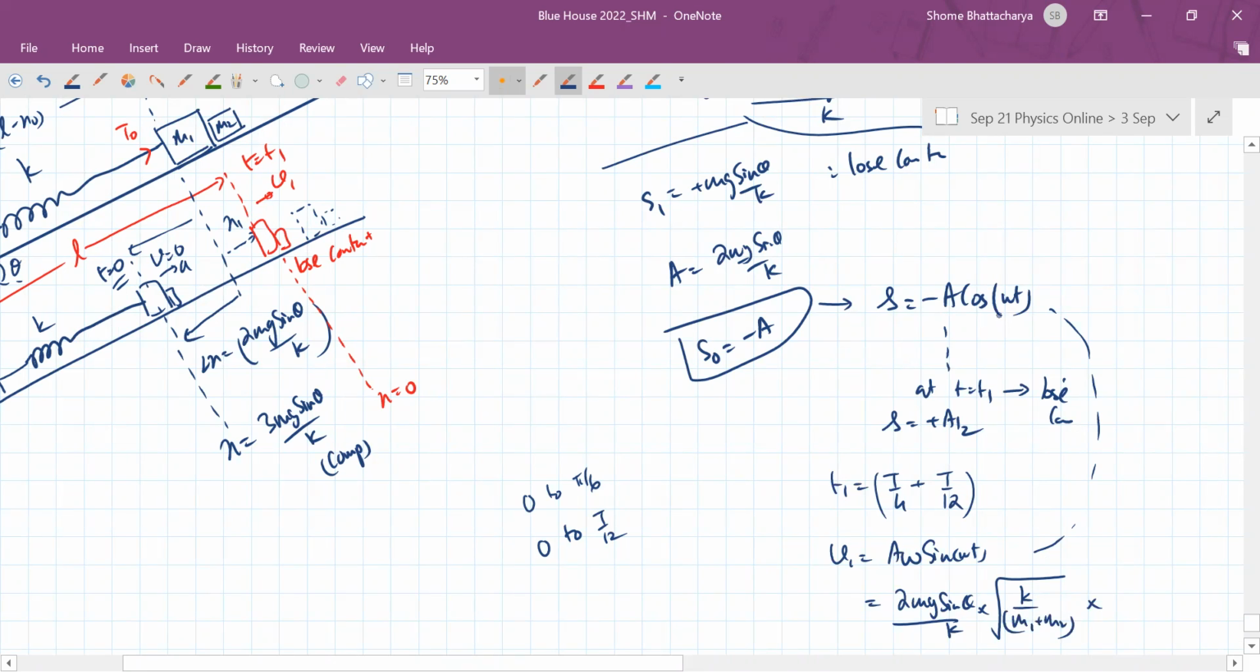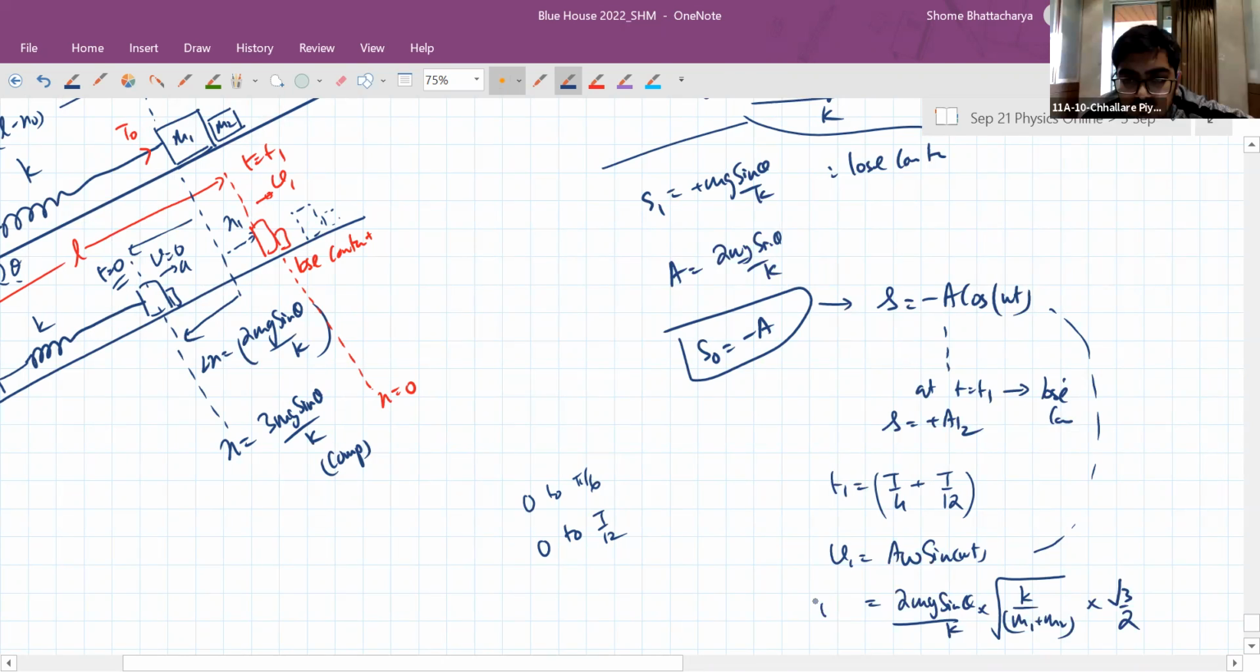Now see, cos omega t is minus half at that point of time. So sine omega t will be how much? Root 3 by 2. Yes, sir. So this is the easiest way of doing the question.